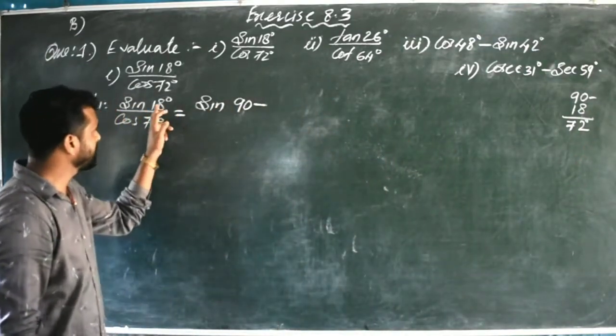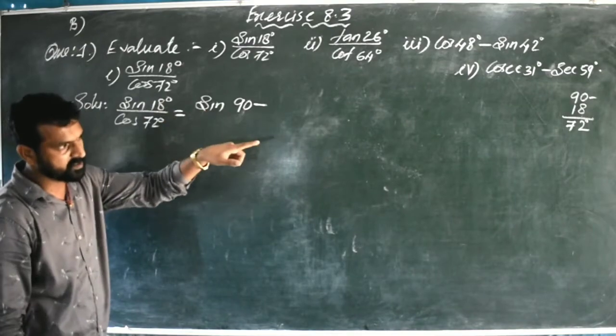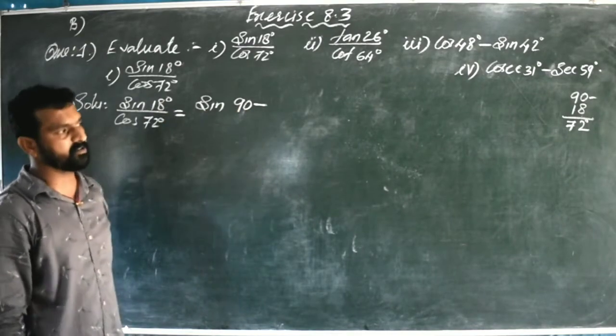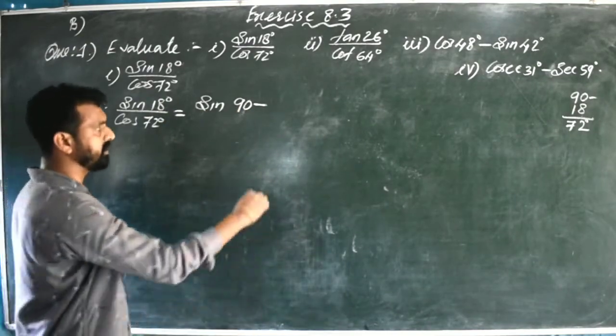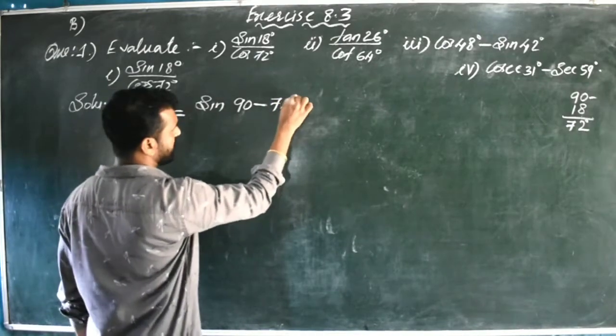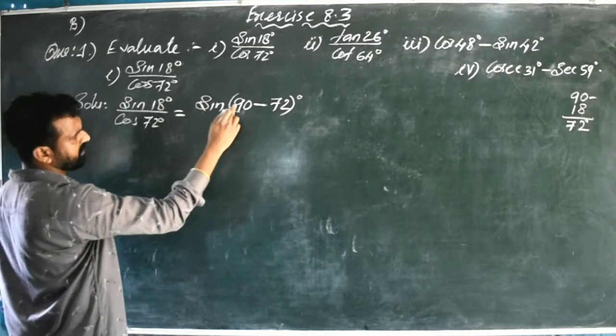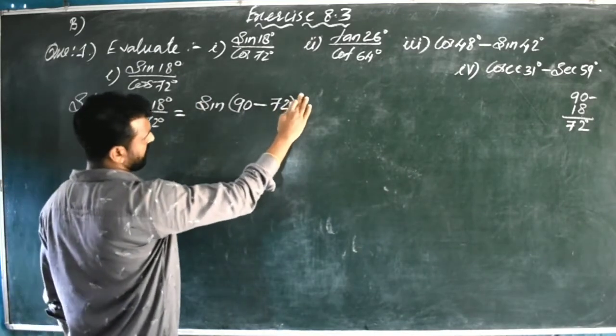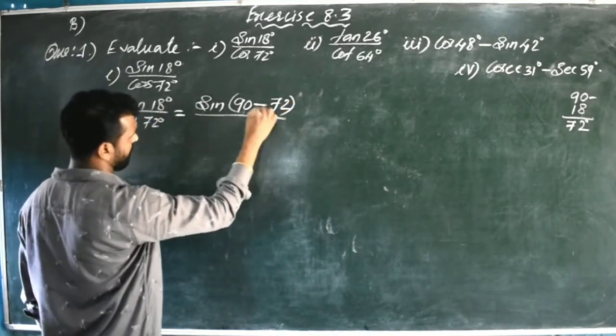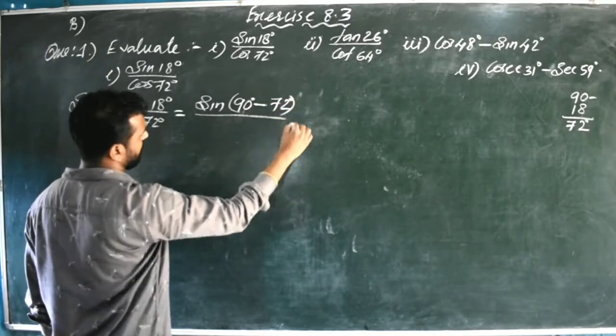Just subtract it and see, 18. 90 minus 18, how much is it? 72. Then 90 minus 72 is equal to how much? 18 it will come. So in place of 18 degree, we will write 90 degree minus 72 degree.